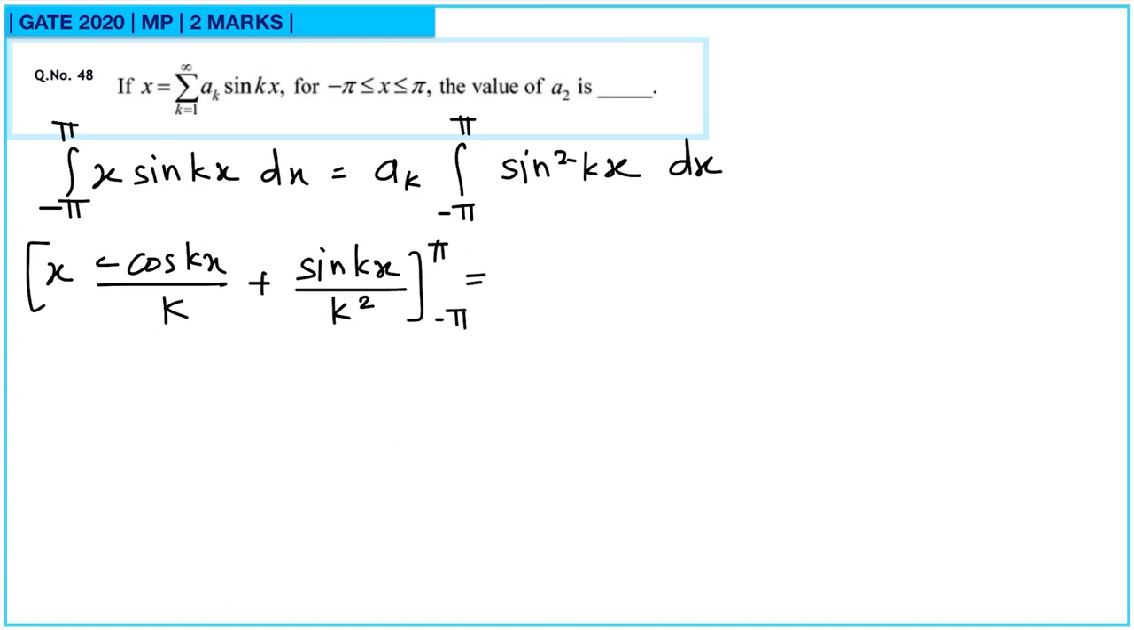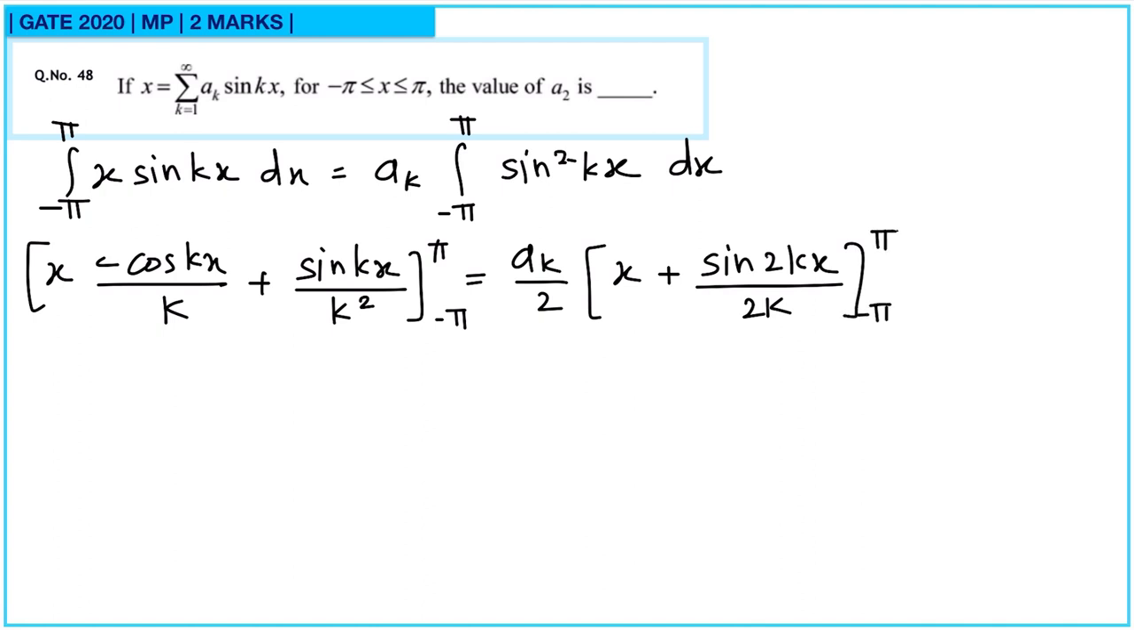Minus pi to pi is equal to, we have a_k here, then sin square kx can be written as 1 minus cos 2kx upon 2, and integration of 1 is x, and integration of cos 2kx is sin 2kx. So this will be sin 2kx by 2k, and it is going from minus pi to pi. Now here it is given that we have to find its value for a2. So k should be equal to 2. So let us substitute the value of k.